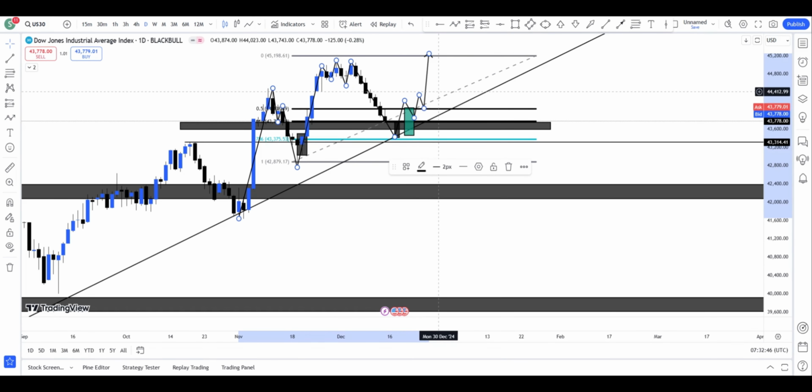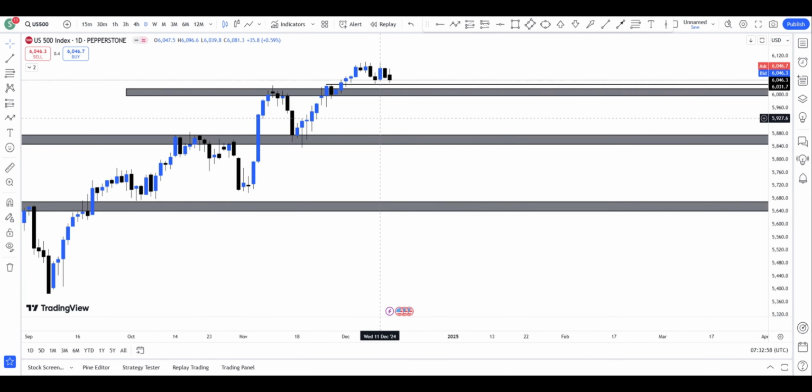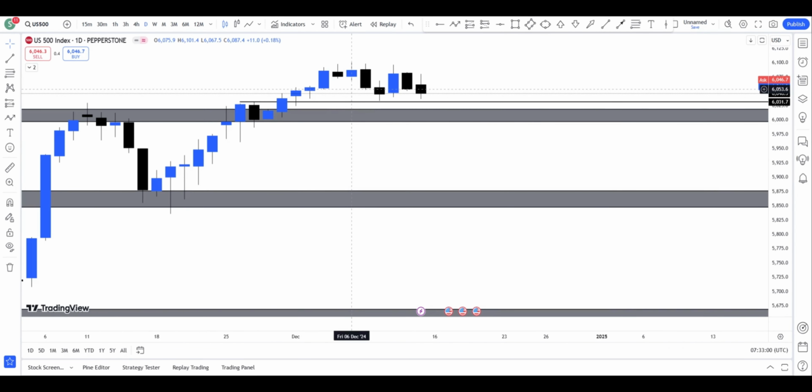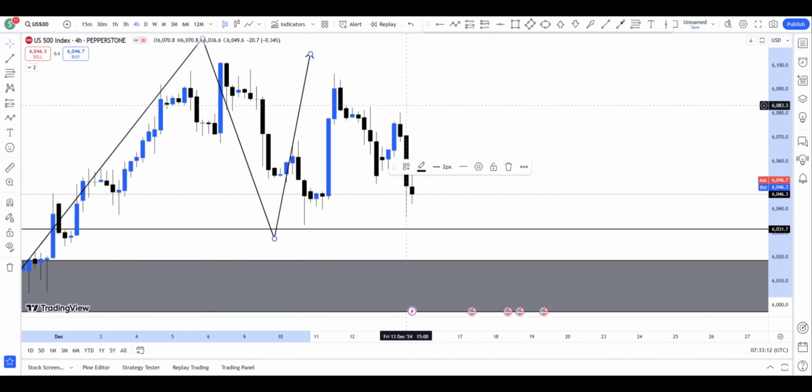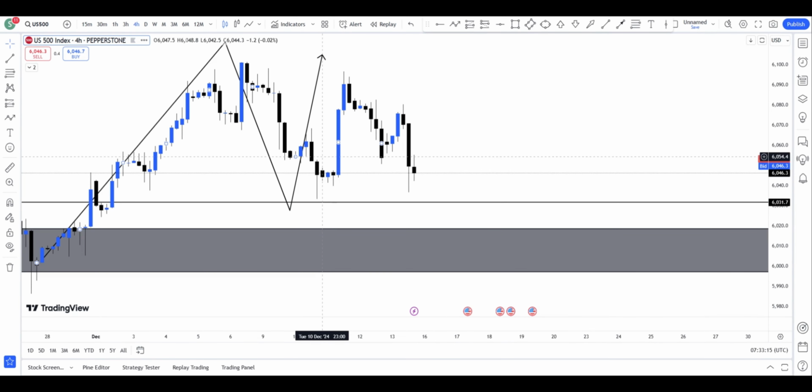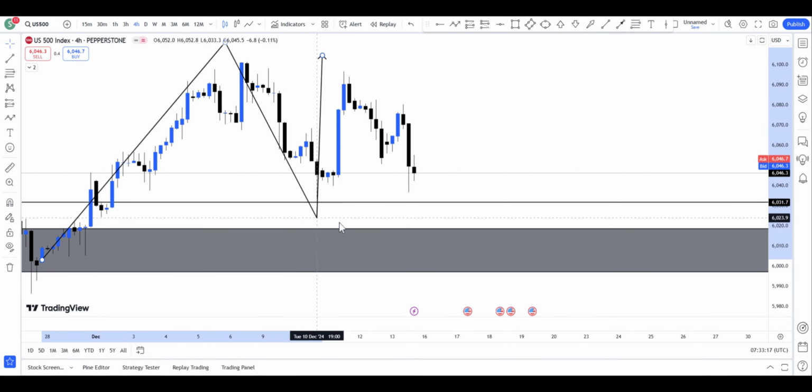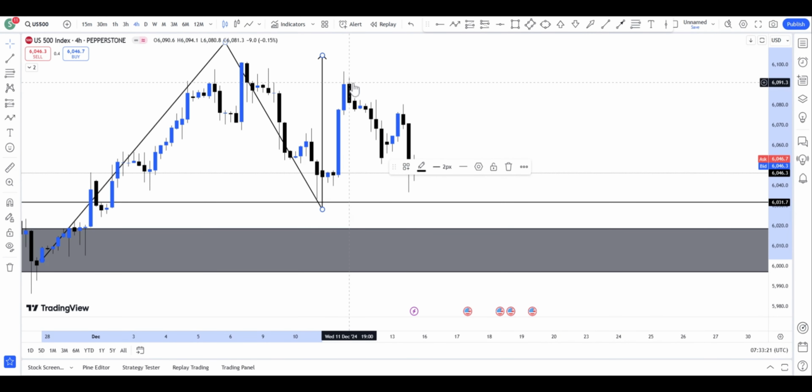So let's go to the next pair, which is the US 500. On the US 500, actually I was waiting for the price to come back to here on the daily time frame, but the market just rejected from here. It was not giving me any entry. Why do I say so? You can see on the 4 hours, actually I was waiting for a deeper pullback for us to have a more comfortable entry, but price rejected from here and just skyrocketed before it dropped after coming back to this supply zone here.